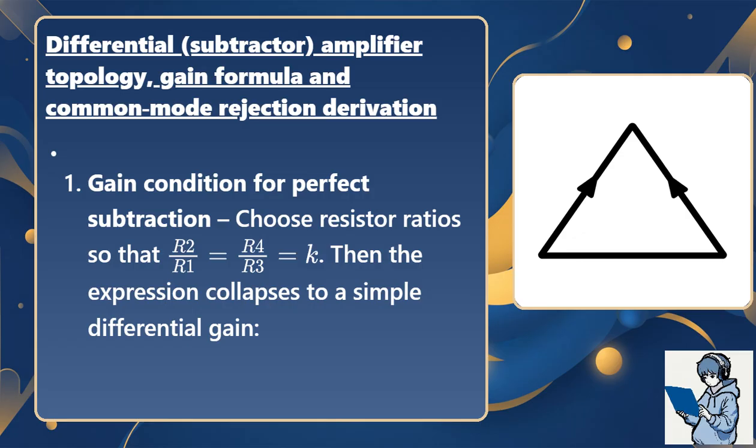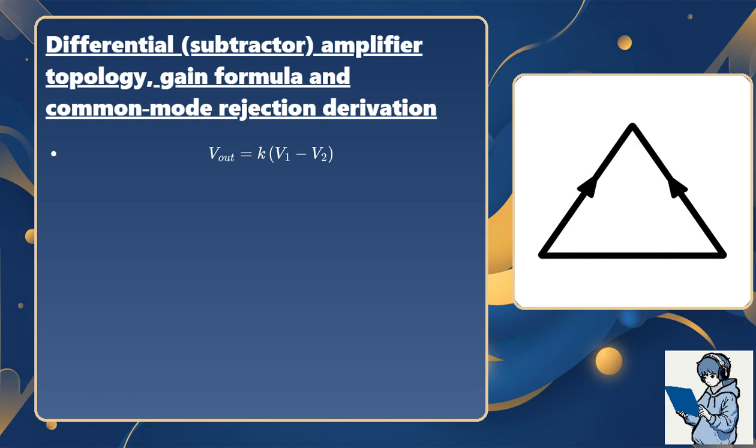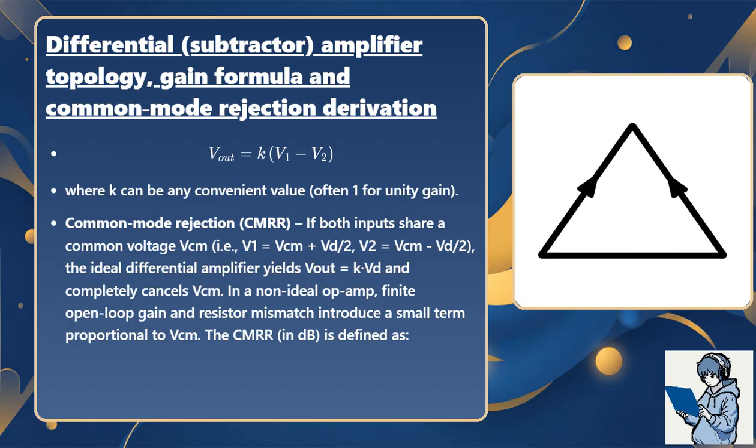Gain condition for perfect subtraction. Choose resistor ratios so that R2 divided by R1 equals R4 divided by R3 equals K. Then Vout equals K times (V1 minus V2), where K can be any convenient value, often 1 for unity gain.